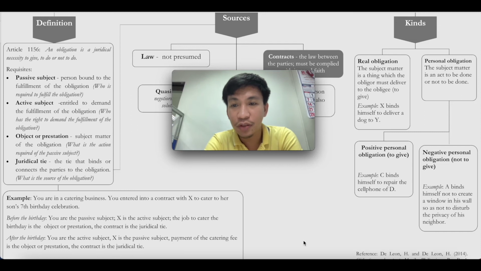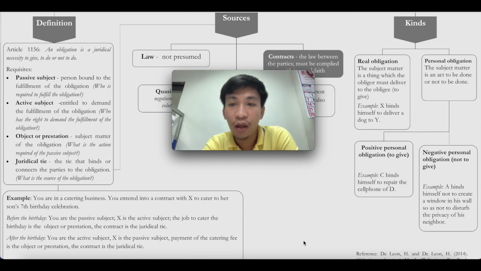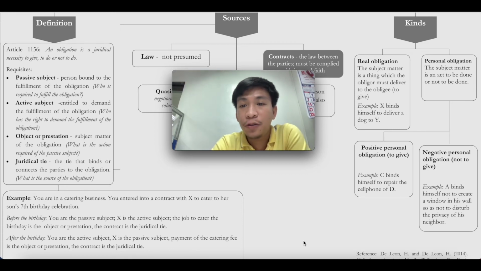For example, yung diyan sa example natin, X binds himself to deliver a dog to Y. So, diyan, ano ang object or prestation? To give or to deliver a dog, di ba? To deliver a dog. So that is giving. That makes it a real obligation. Now, as opposed to a real obligation, sa personal obligation naman, the subject matter is an act to be done or not to be done.